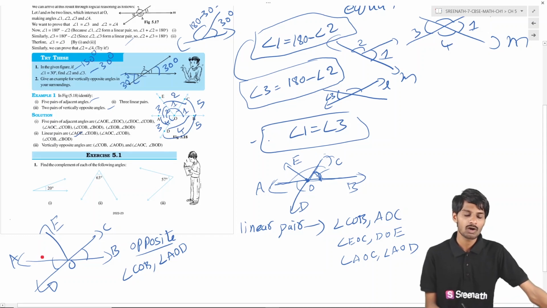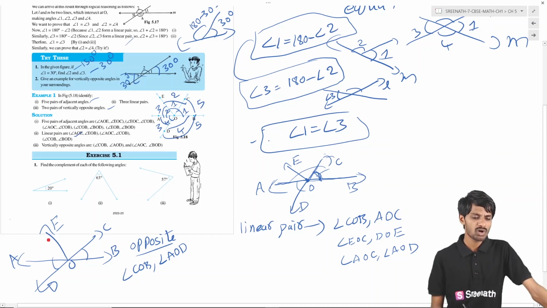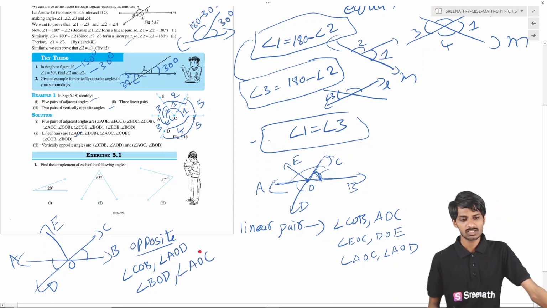Next pair of vertically opposite angles are, what are those, students? Carefully examine with me that we can write angle AOB and AOC. Okay, we can write angle BOD. Next thing is angle AOC. That's it, students. So these two are the opposite angles.